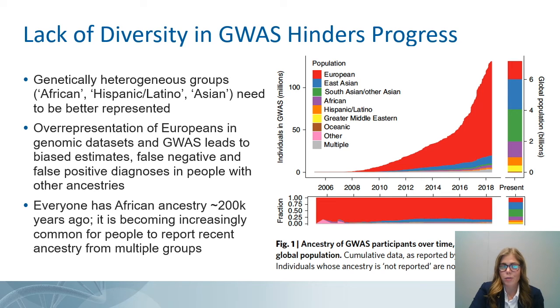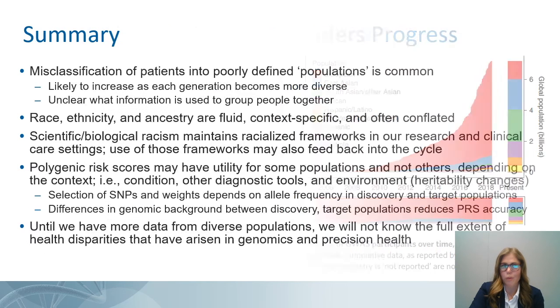And ancestry is relative. We have to remember that everyone has African ancestry, if we go back about 200,000 years to before anatomically modern humans migrated out of the continent and populated the rest of the world. So it's important to just keep in mind that when we talk about ancestry, putting somebody in one ancestry category is just not a valid construct, and is increasingly less relevant as populations get more admixed.